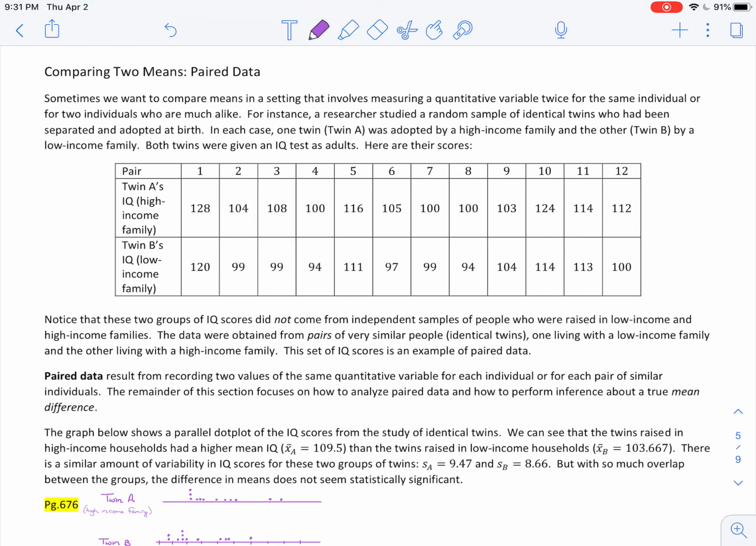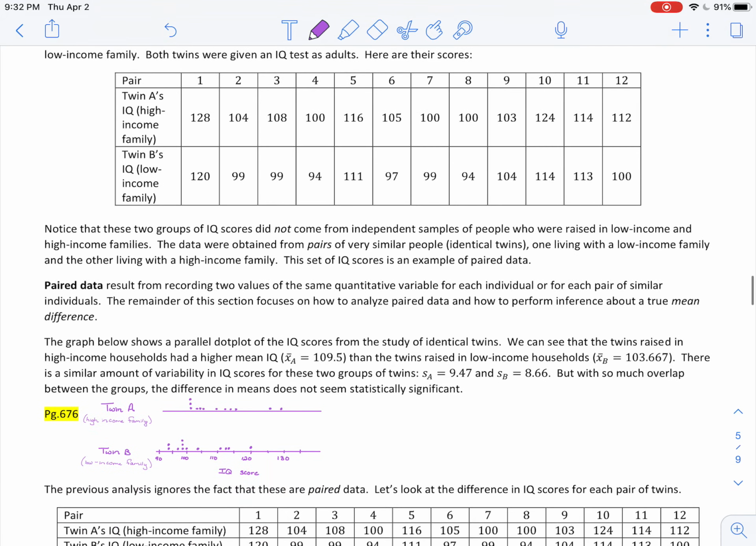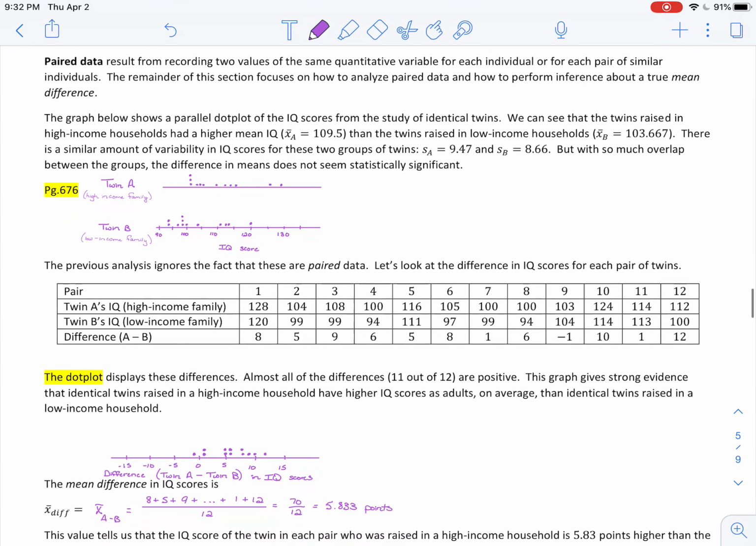So we have this sample data, but specifically this for sure is not 2 independent samples of people. It was random, but we 100% failed this independence test. These groups are very similar. They're identical twins. Yes, there's some differences, but we're looking at an example of paired data. So if we talk about analyzing paired data, we're talking about analyzing the results of 2 values of the same quantitative variable, in this case IQ scores, for each individual or for each pair of similar individuals.